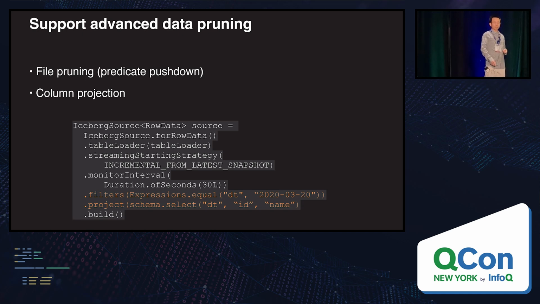Iceberg source supports advanced data pruning with filter and projection. You can provide a filter expression. So the Iceberg scan planning will effectively prune out data files not matching the filter expression. And with projection, the Iceberg source will only deserialize the columns it is interested in, because we use a column-oriented file format like Parquet.